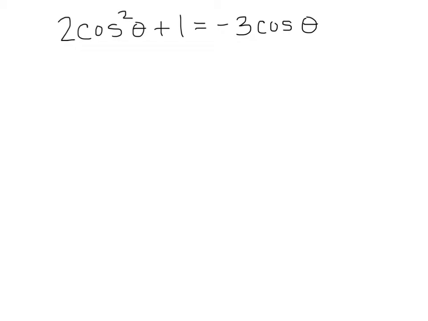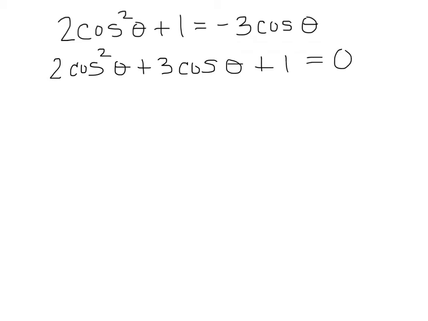If we look at problem number 6, we notice that there are 3 terms again. Probably will factor like a trinomial. Let's add the 3 cosine theta to the left side. So we have 2 cosine squared theta. Putting it in descending order would give me plus 3 cosine theta plus 1 equals 0. This looks just like a quadratic equation that can be factored. So we are going to factor.